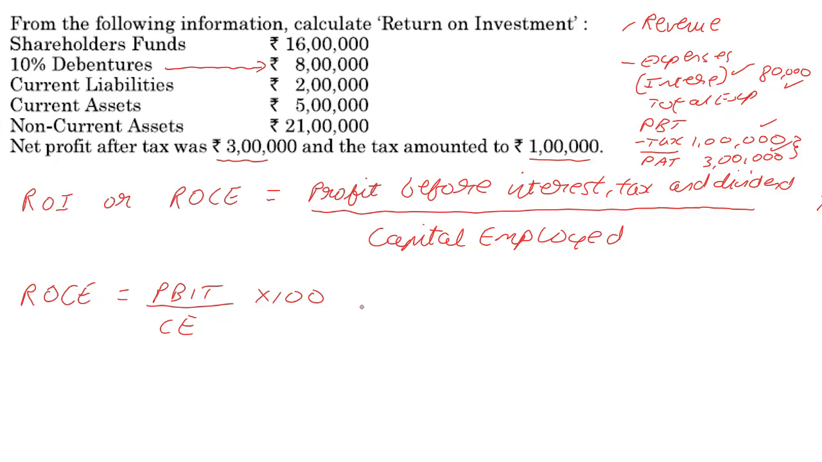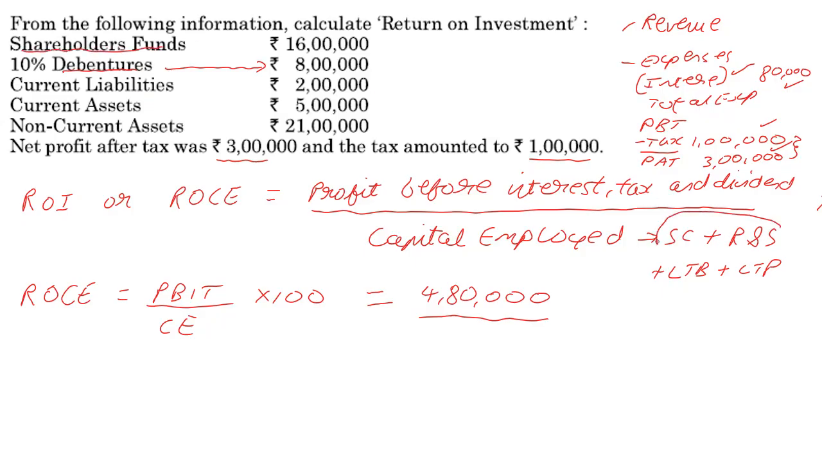And that is 4,80,000. 4,80,000 divided by capital employed, which is equal to share capital plus reserves and surplus plus long-term borrowing plus long-term provision. Long-term provision is not mentioned. Debentures is a form of long-term borrowing. Shareholders funds is given to us, and shareholders funds is nothing but share capital plus reserves and surplus. So basically we are going to add shareholders funds and 10% debentures.